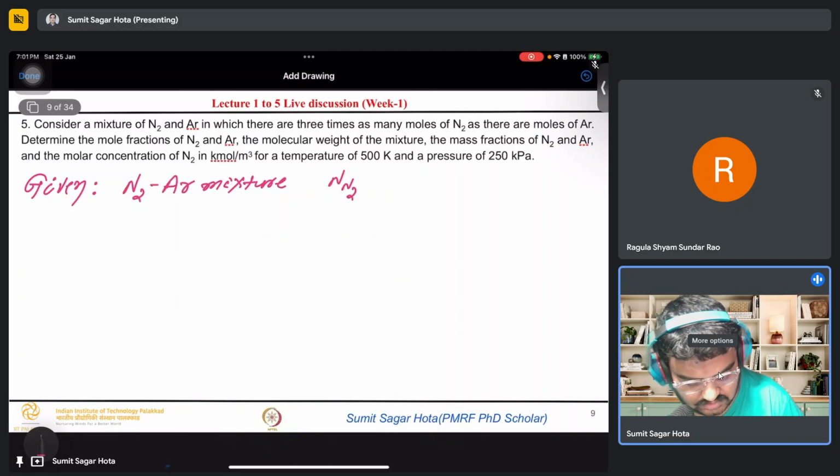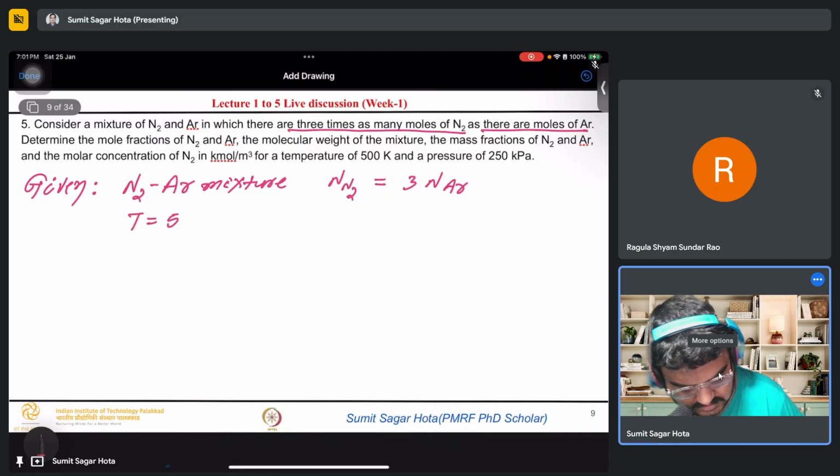So the number of moles of N2 is given as 3 times the number of moles of argon. That means n of N2 is equal to 3 times the number of moles of argon. Okay, so the temperature given is 500 Kelvin and the pressure given is 250 kilopascal.